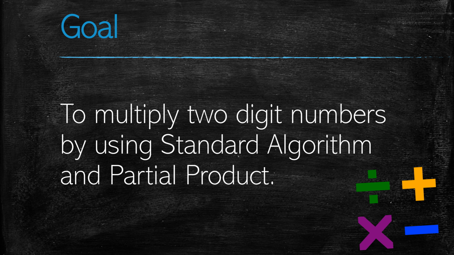So the goal is to multiply two-digit numbers by using standard algorithm and partial product. Standard algorithm is the more traditional route when multiplying multi-digit numbers, especially double-digit numbers. So please be sure to use this as an opportunity to practice and refine your skills. And partial product is a relatively new method of multiplying. It's very basic in terms of using place values as a way to get the answer. So stay tuned on how to use those two strategies, and we're going to have some practice sessions so that we can master it.